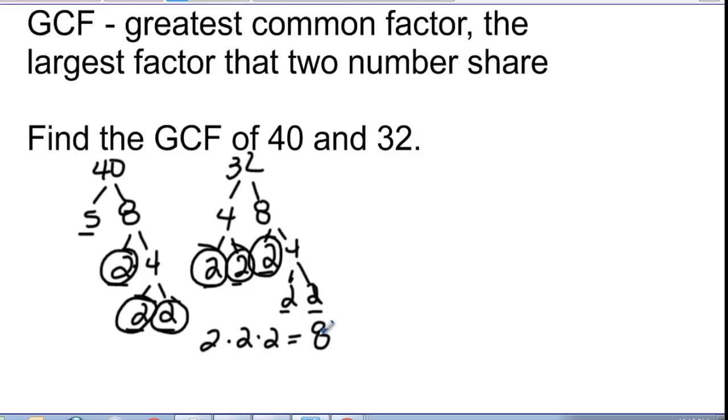But if you're not someone who likes listing the factors of a number, sometimes this prime factorization method can work better, especially if you're dealing with larger numbers and you don't want to have to list out all the factors.